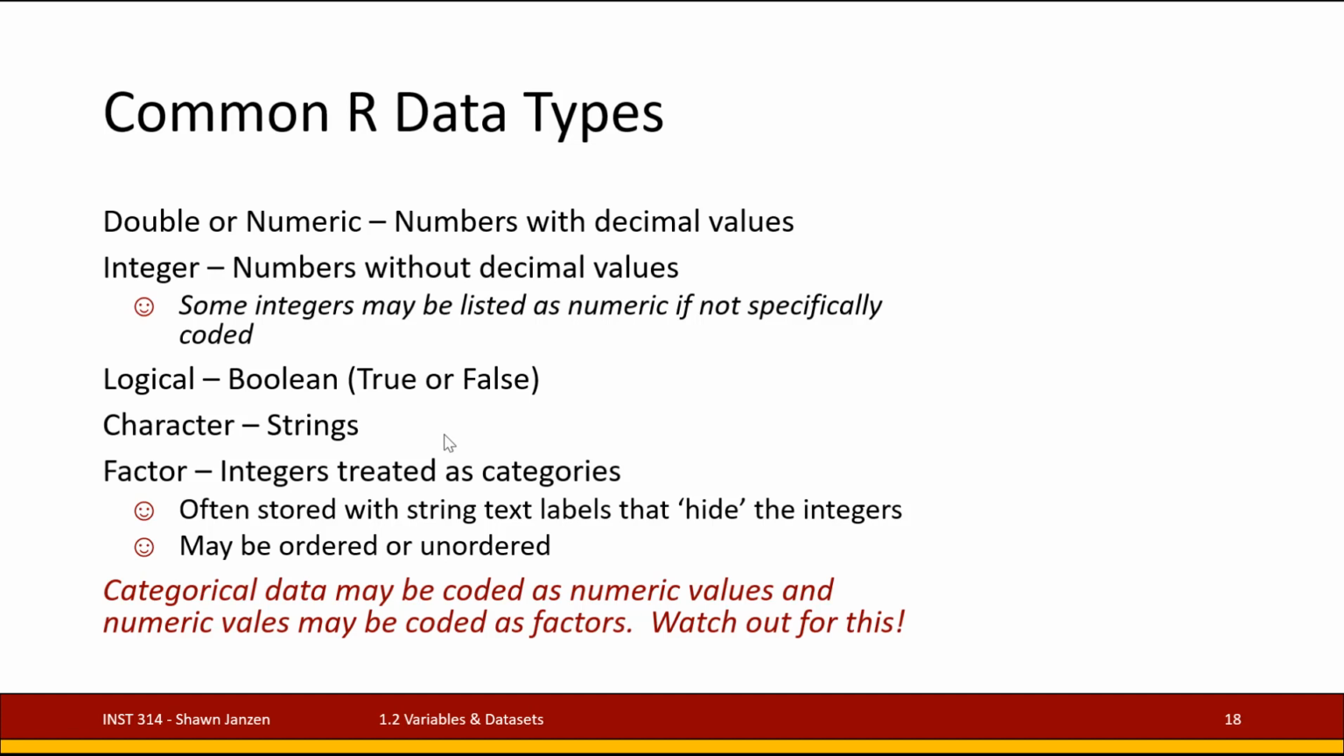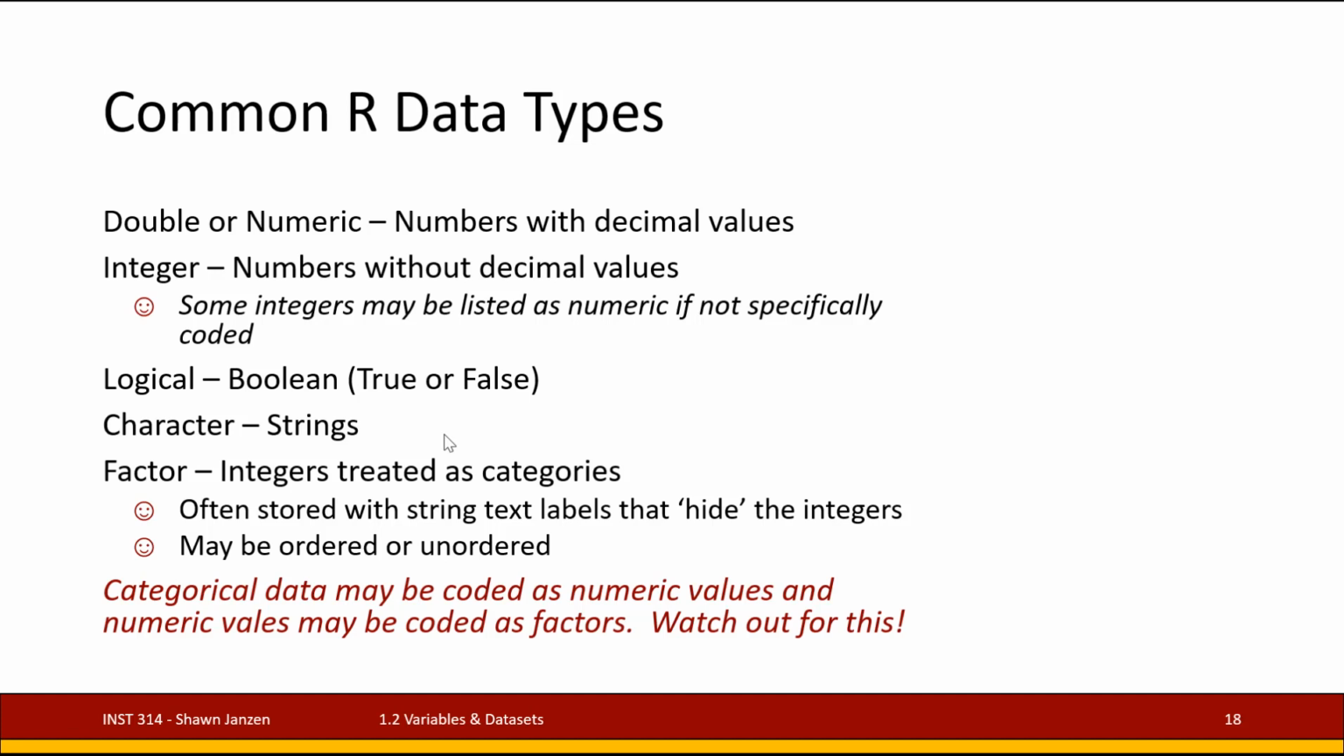So the number 1 could be an integer. It could be numeric, it is 1.0. But if we put 1 inside quotes, 1 is no longer the number 1, it is the string 1. And that brings us to factor. Factor is sort of the odd duck out. Those are integers that are being treated as categories. So they're still numbers, you can still process them sort of, but because they're categories, they're treated more like characters.